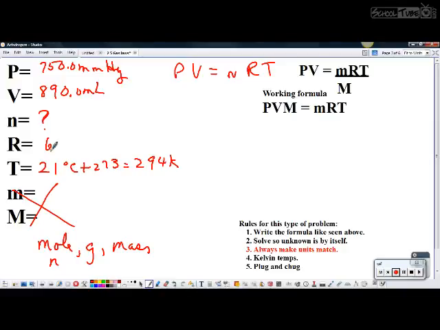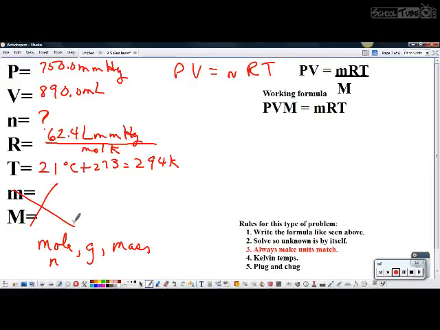62.4. Now, the way I want you to write this is 62.4, liter, milliliter, millimeter Hg, and I want you to draw a long line because we need to visualize that this unit is a fraction. And it's a fraction that works this way. So we're going to put mole K.